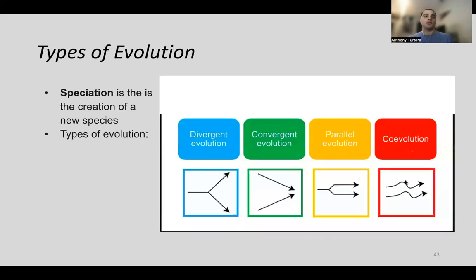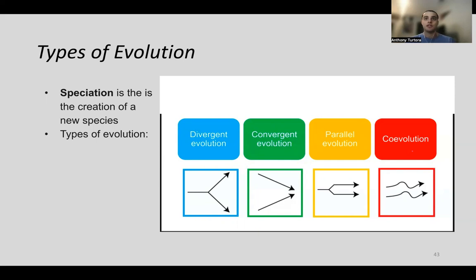All right, so now speciation and types of evolution. So speciation is the creation of a new species. I'll talk about the different types of evolution, and then two ways that you can create different types of species. We have divergent evolution and convergent evolution. So first, divergent evolution is when groups of a certain species have different selective pressures causing speciation.